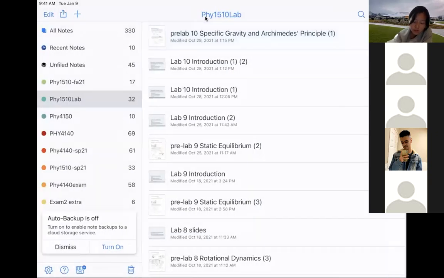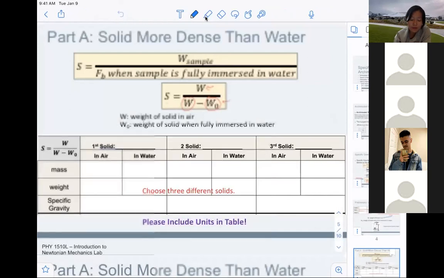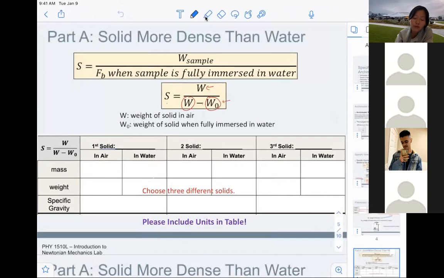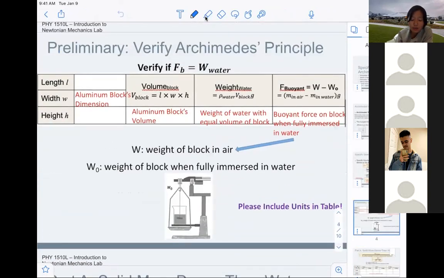Sure. Okay, so let's go back to our lab and take a look at what we're going to do next. Before part A, where they're trying to measure a variety of different objects, all of them more dense than water, they did a preliminary analysis where they're trying to verify Archimedes' principle. So they're trying to see if the buoyant force is indeed equal to the weight of the water displaced.